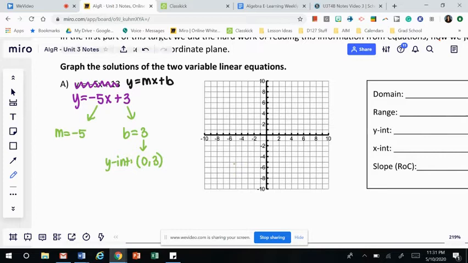In order to graph this as a rate of change, I'm going to put this over 1. So we have negative 5 over 1. What this tells me is that my slope can either go down 5 and right 1, or we can have 5 over negative 1, which will go up 5 and left 1.